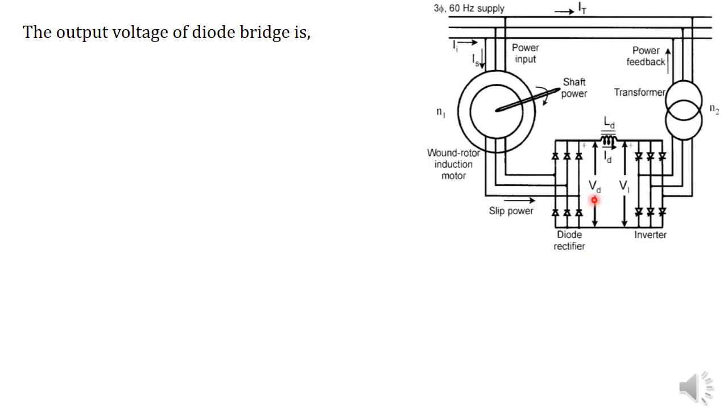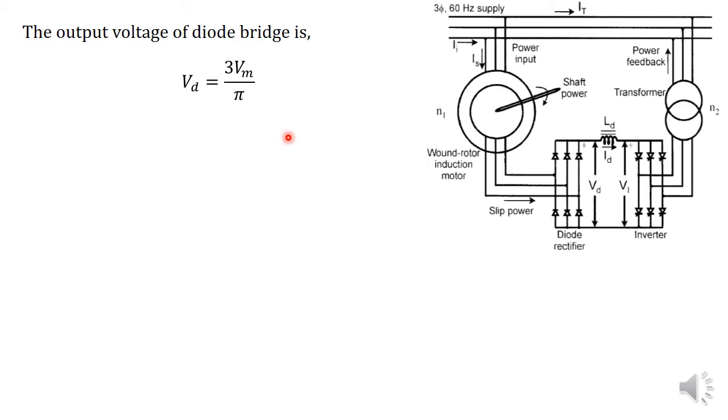Here the DC link voltage of the diode bridge is equal to VD, and the output voltage of this thyristor converter is VI. VD and VI, the output of the diode bridge and the output of the inverter circuit. So let's write the expression for VD. The output voltage of the diode bridge, VD, is equal to 3 Vm by pi. That is the basic equation.